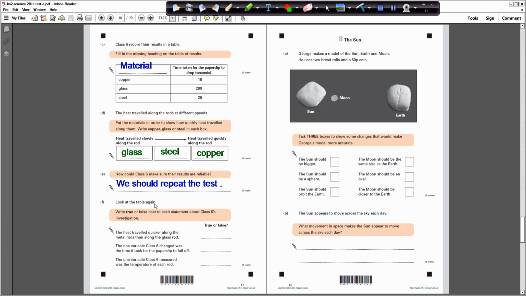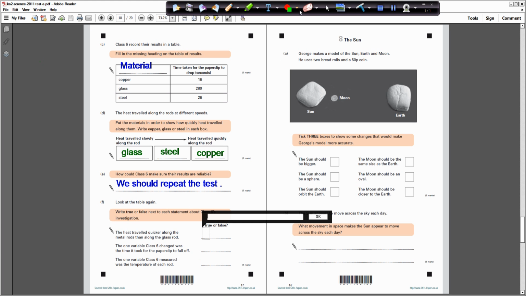Look at the table again. Write true or false next to each statement about class 6's investigation. The heat travelled quicker along the metal rod than along the glass rods. Is that true or is that false? True. That is absolutely true. So let's write that down.